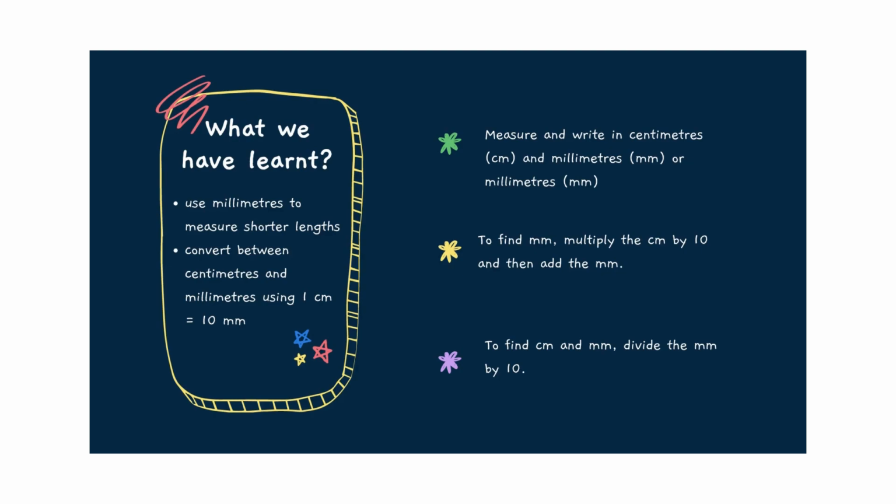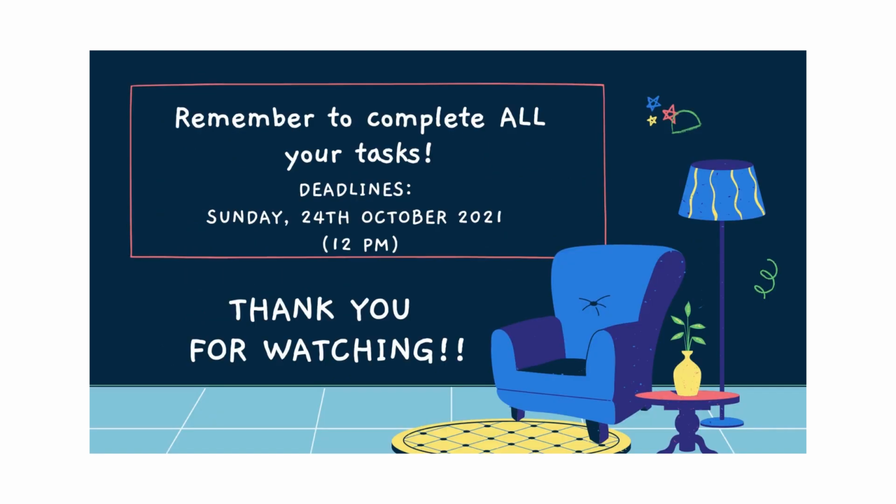Okay. And then lastly, in order for us to find centimeters, we just divide the millimeters by 10. But if you have extra millimeters, just break it up first, make it into 10. So for example, if you have 21 just now, you break it up into 20 and 1. So you divide 20 by 10, and then you put the remaining millimeters as it is. Okay. All right. So that's it, I guess, for today.